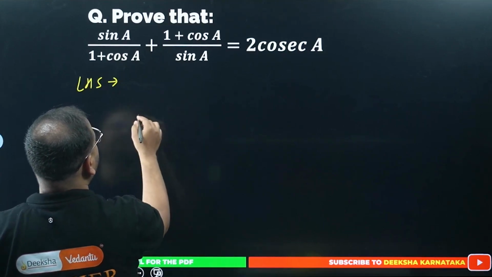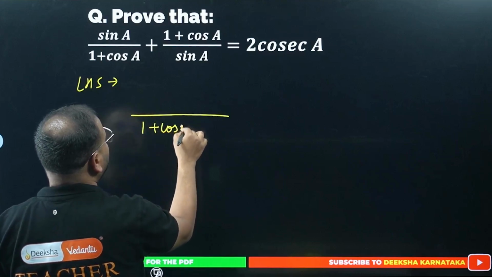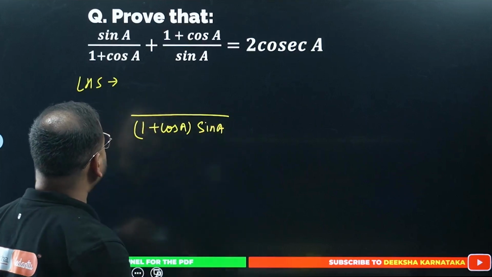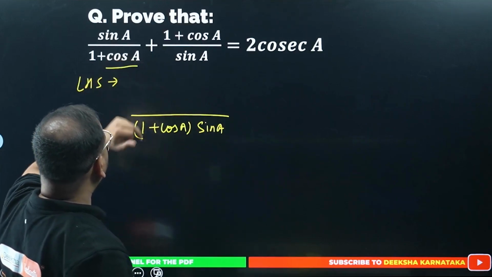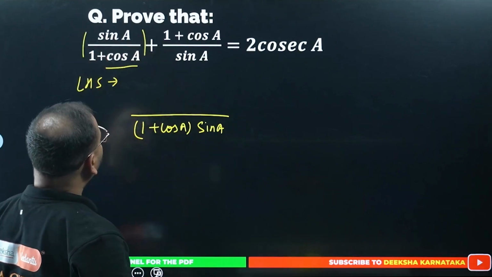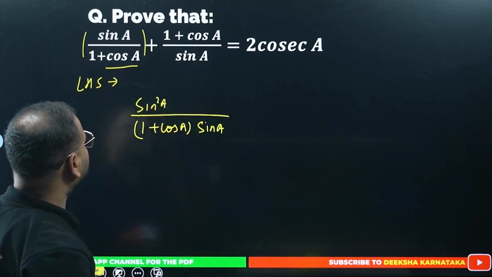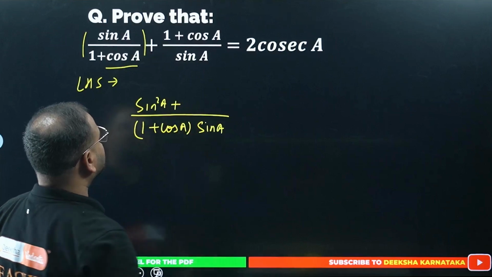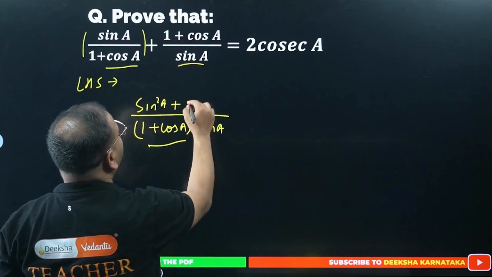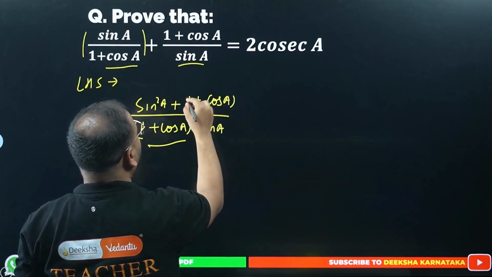Let's take LCM. What is LCM for LHS? 1 plus cos A times sin A. So what is missing here in this part? Sin A is missing. So we will multiply both numerator and denominator. What are we going to get? Sin square A. In the second part, what is missing? 1 plus cos A is missing. We'll multiply it to the same thing to get the denominator same. So cos A ka whole square.